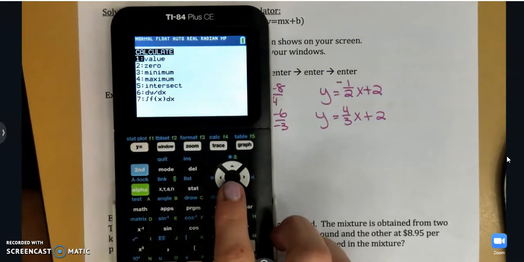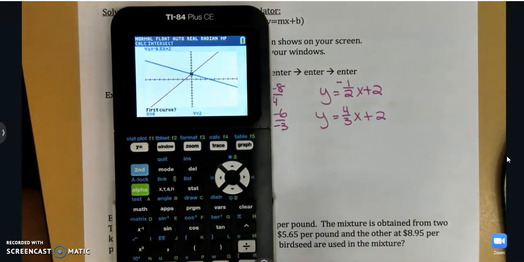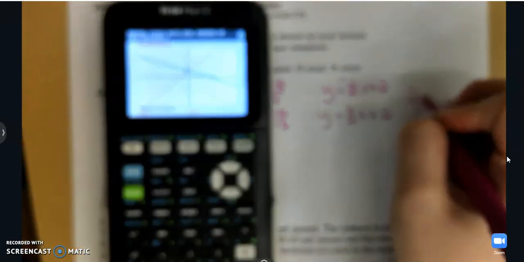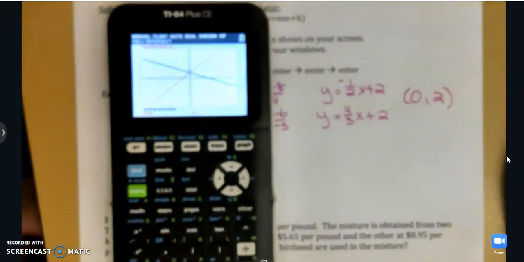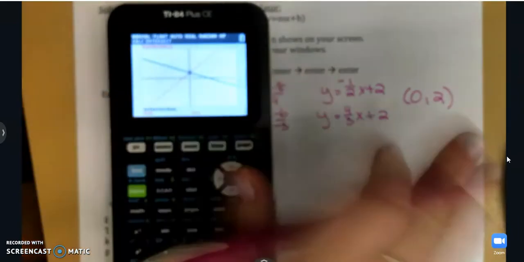And so you could either scroll down. So you can either scroll down or you can just press the number 5, and then you're going to hit enter 3 times. And so our solution here is 0, 2. When x is 0 and y is 2, these two lines overlap on the graph.